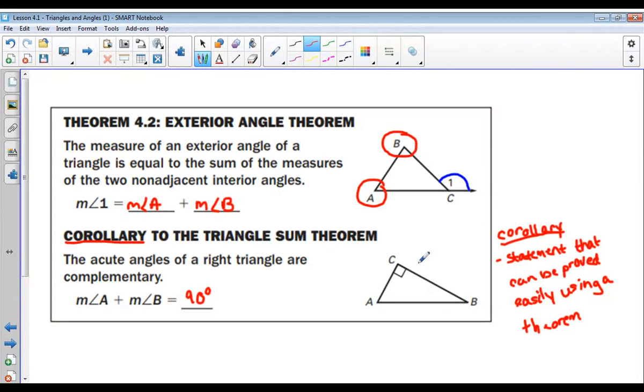And that kind of makes sense because if we think about that, the total degrees in a triangle has to be 180 degrees. And if you already know the angle C is 90, 180 minus that is 90. So when you add angle A and angle B, it has to be 90 degrees total.